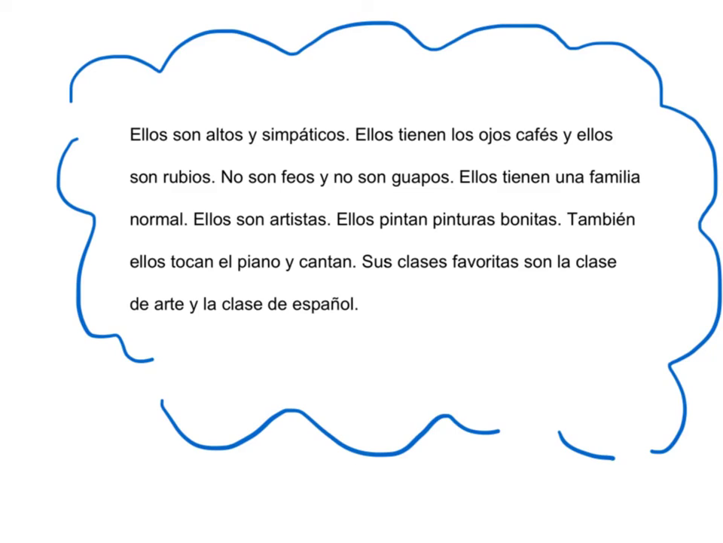Okay, so here's our finished paragraph. Ellos son altos y simpáticos. Ellos tienen los ojos cafés y ellos son rubios. No son feos y no son guapos. Ellos tienen una familia normal. Ellos son artistas. Ellos pintan pinturas bonitas. También ellos tocan el piano y cantan. Sus clases favoritas son la clase de arte y la clase de español.